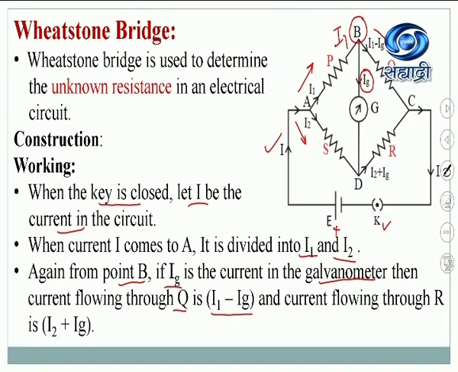That is one part. And the current flowing through R, what will this be? I2 plus Ig, because this current Ig is coming here at D, and also this I2 is coming at D. So the current through this R will be I2 and Ig. So this will be I2 plus Ig.